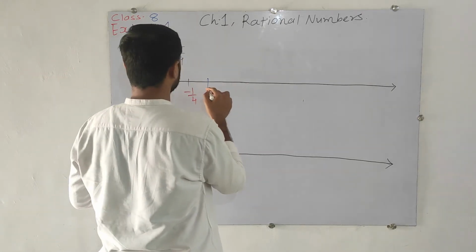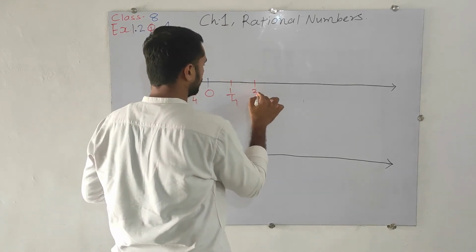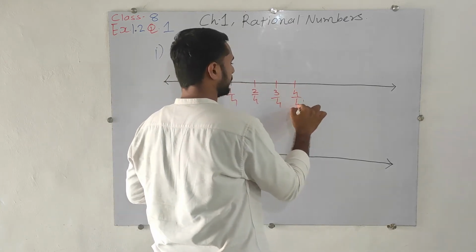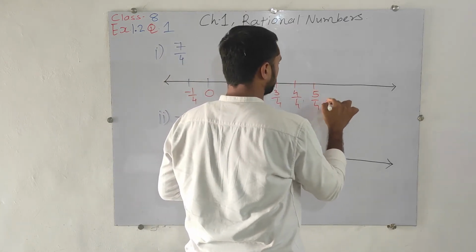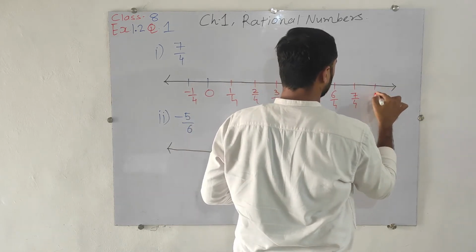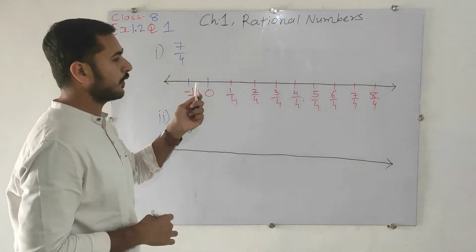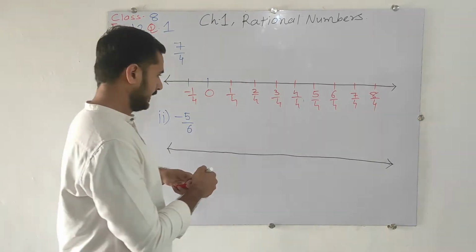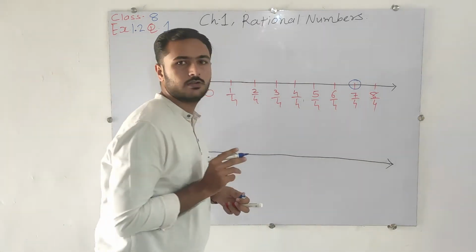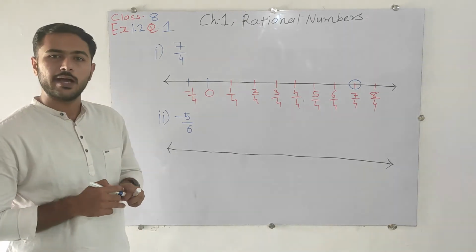Okay. On this side that will be 1 by 4, then 2 by 4, 3 by 4, 4 by 4, 5 by 4, 6 by 4, 7 by 4, 8 by 4. We have to represent 7 by 4 on the number line. Here, see, here is the 7 by 4. Okay, so that's clear.